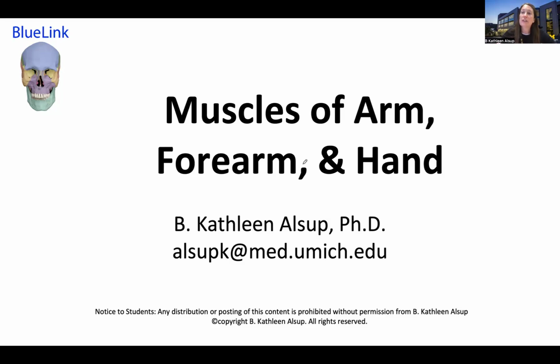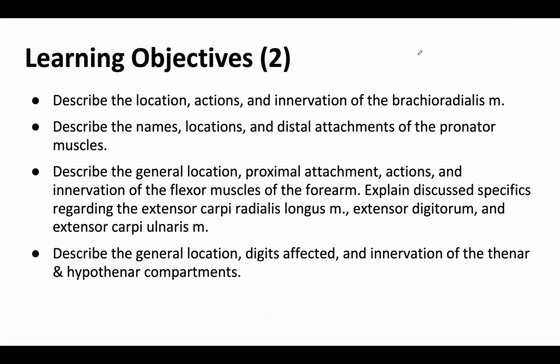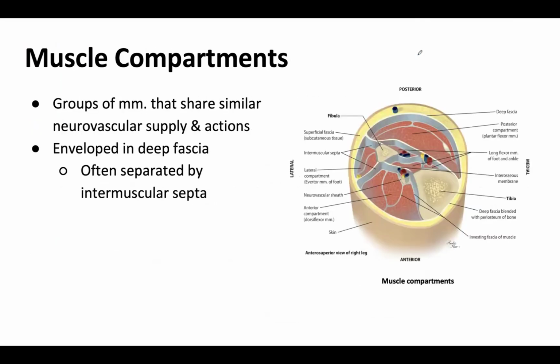We will finish our discussion of the upper limb by talking about the rest of the muscles of the arm, the forearm, and the hand. And yet again, we have quite a few learning objectives to work through, but these are your guide for the pertinent information that will be fair game for the assessment. So make sure you are taking notes specific to what the learning objectives are asking you to do.